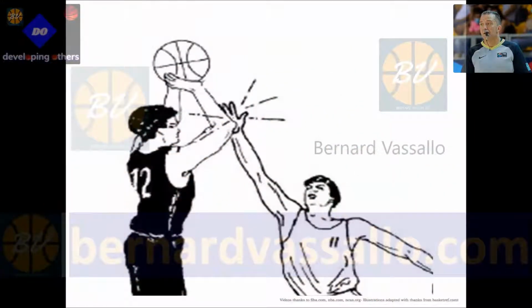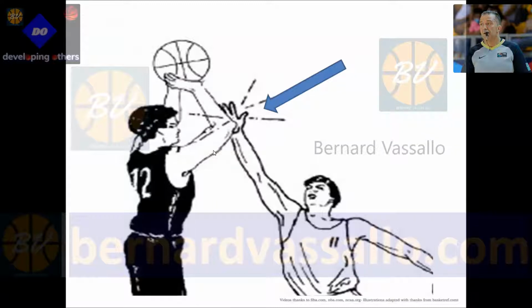In this diagram we are seeing a shooter, black 12, starting his shot, and a defender, white 11, trying to block the shot. As you could see here, the defender, whilst trying to block the shot, touches the shooter's arm or elbow. Therefore here, the defender is not touching the shooter's hand holding the ball, but touching the arm or the elbow.